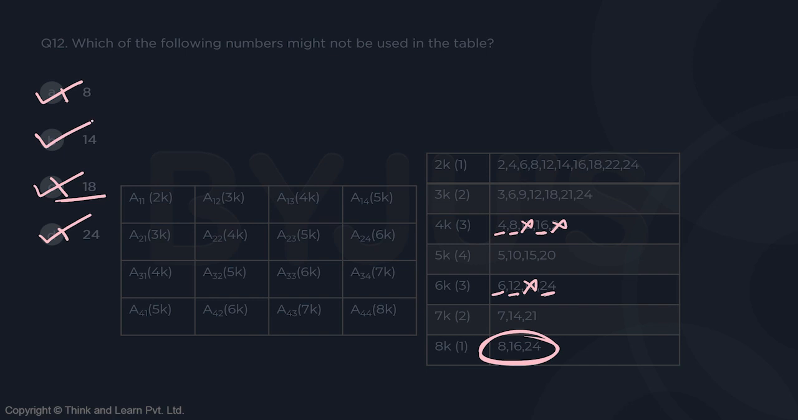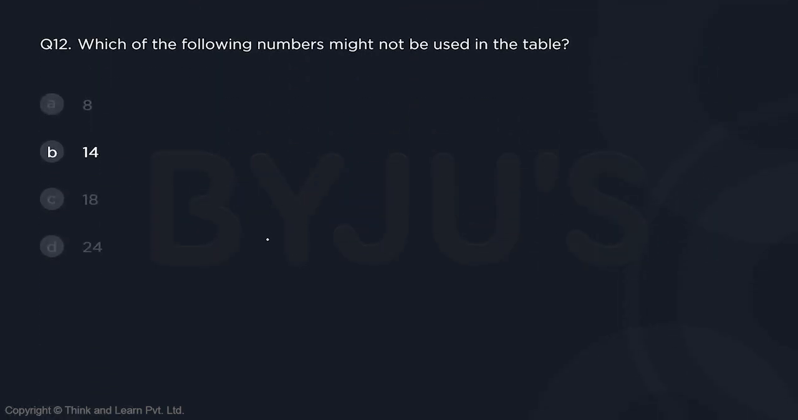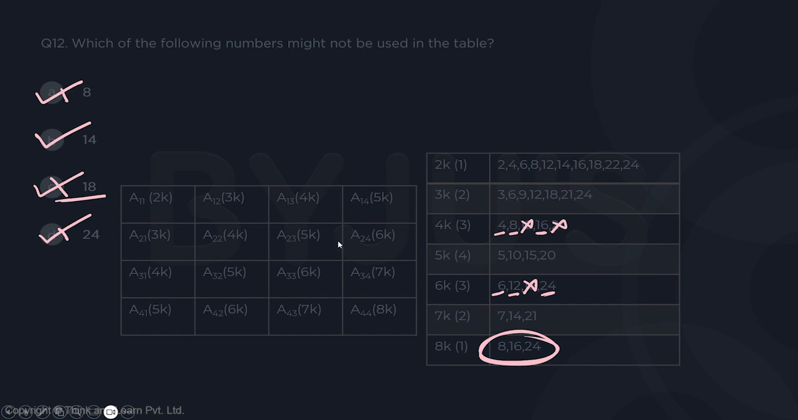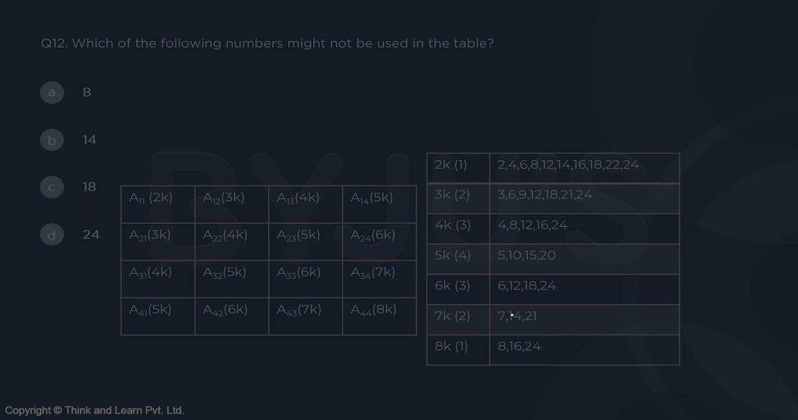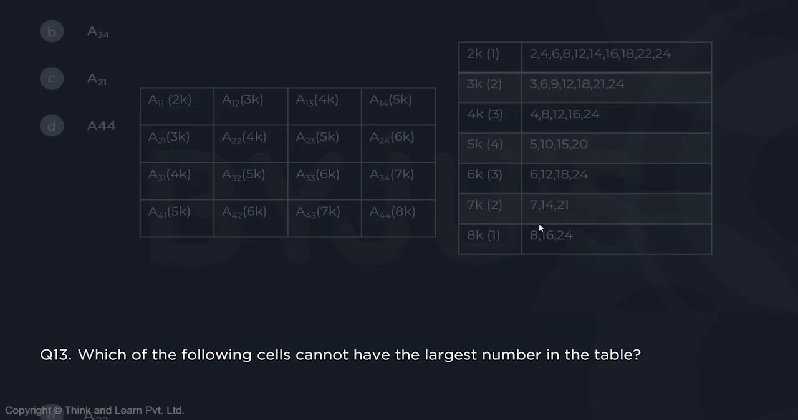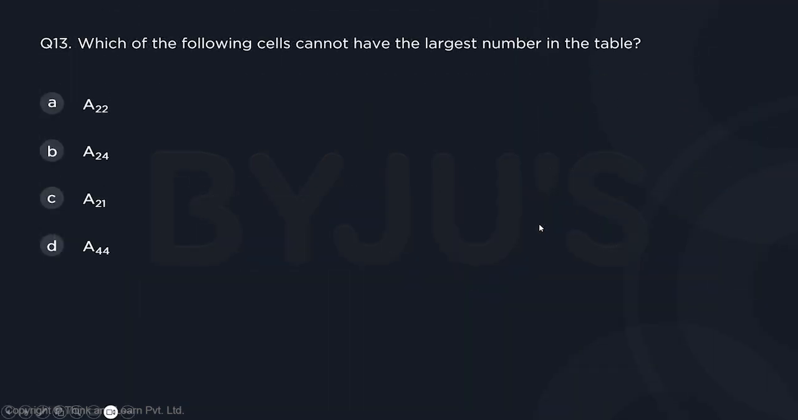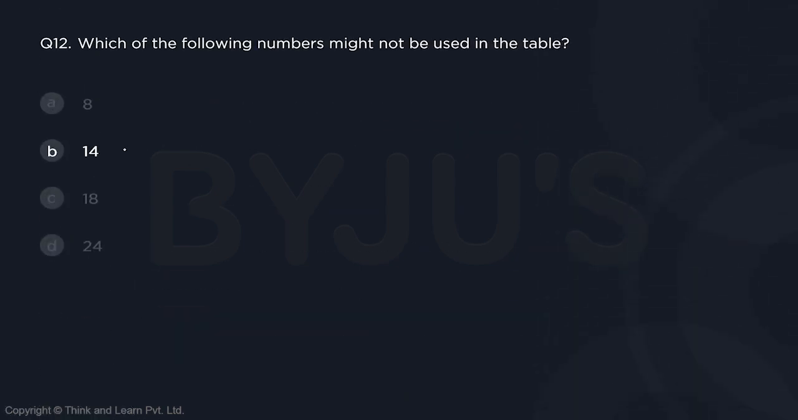The only number which might not be used is 14. And how is that? Without 14 can I work? Yes, if I do not take 14, I can take 7 and 21 over here. Then everything works out. I can take 24 here, I can take 6, 12, 18 here, and I can take 4, 8 and 16 here. Yes, everything can be worked out according to that. So without 14 things can be worked out. Otherwise we cannot do it. So my answer for this question is 14. That is the second option.